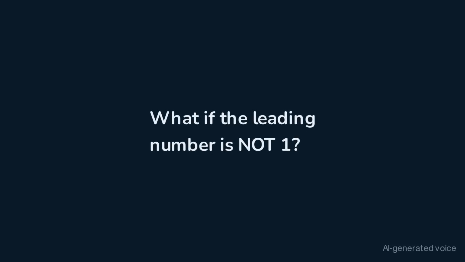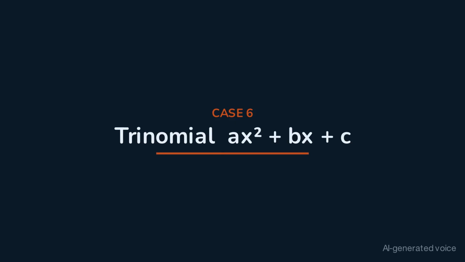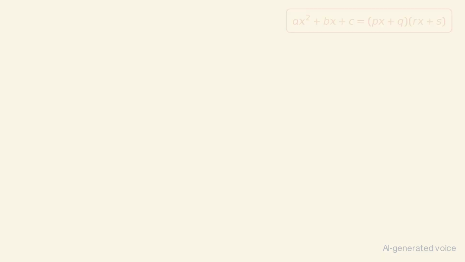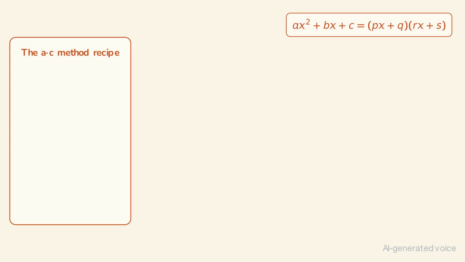And we reach the last case, the most feared one. We still need to see what we do when the leading number is not 1. When the leading number is no longer a 1, we use a method with its own name, the A times C method. I'll show it to you step by step, calmly, and today we will understand why it works. Before touching the numbers, keep the recipe for this case, 6 steps, and I'll leave it here on the side so you always know which step we're on.